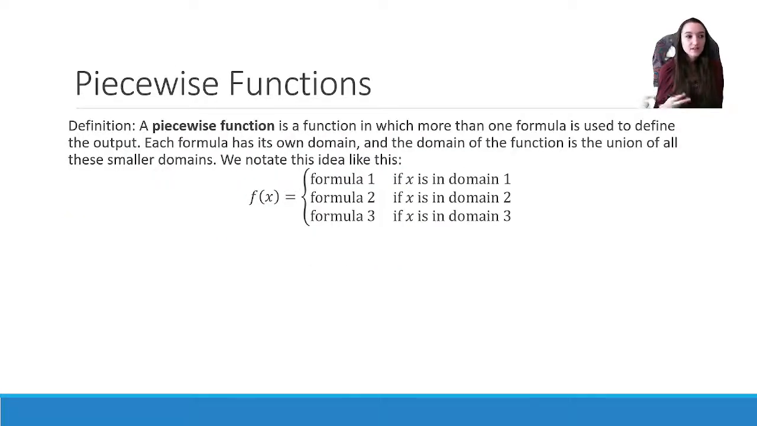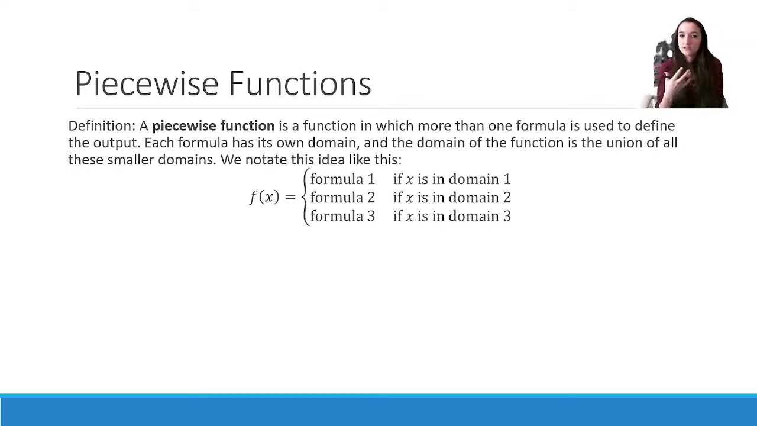All right, so the last topic for this chapter is piecewise functions. This one is often one of the more confusing topics to a lot of people. A piecewise function is a function in which more than one formula is used to define the output. Each formula has its own domain, and the domain of the function is the union of all these smaller domains.